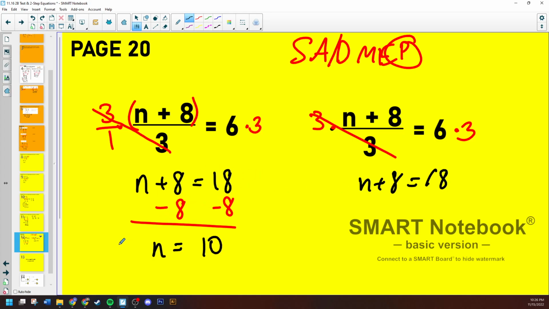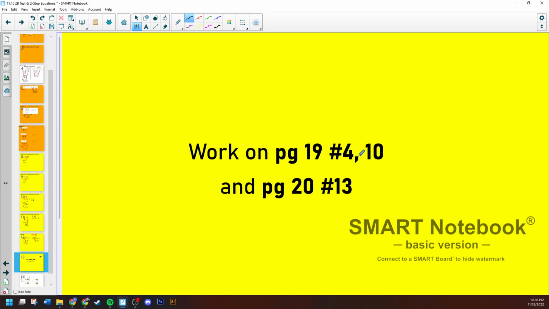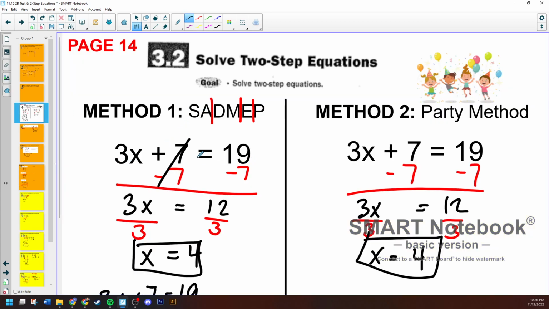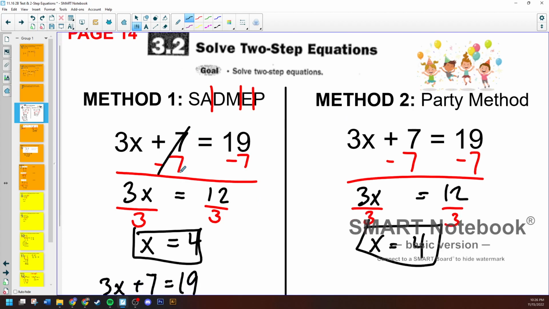So there you go. Problems I would recommend you try are as follows: page 19, number 4 and 10; page 20, number 13. If you have more time, maybe you can do a couple more on that page. But yeah, there you go. So that is how we are dealing with multi-step or 2-step equations, and that is by doing one property of equality at a time by using SADMAP or the party method.